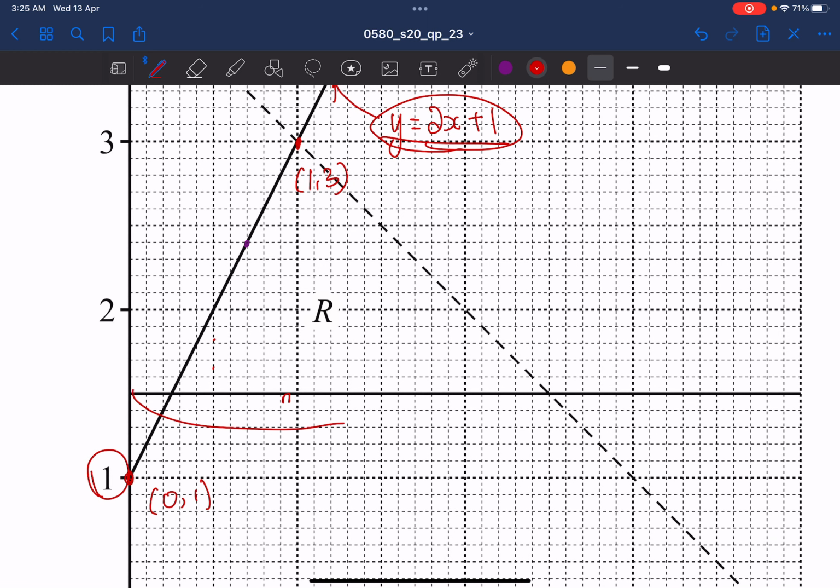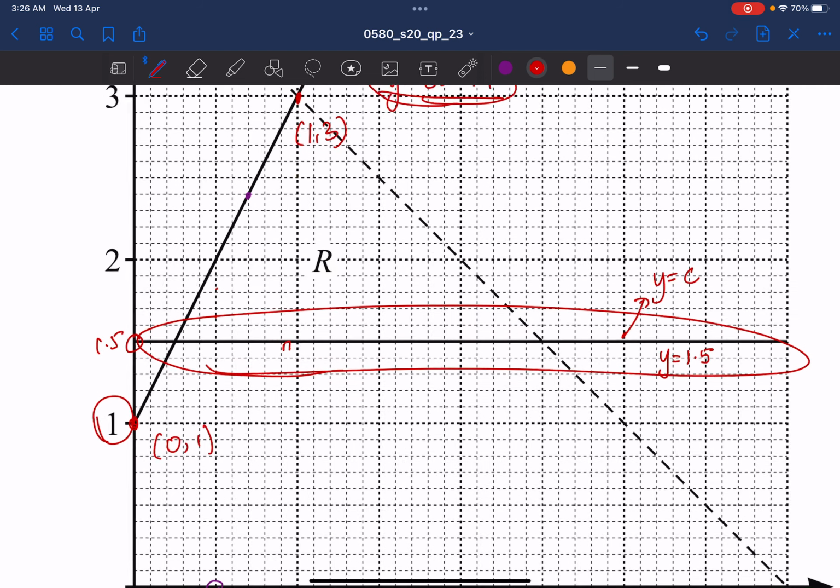And for this line, it is a horizontal line. Any horizontal line takes this form, y equals a constant, c or k. So what is this? This is 1.5. So the equation of this line is y equals 1.5.